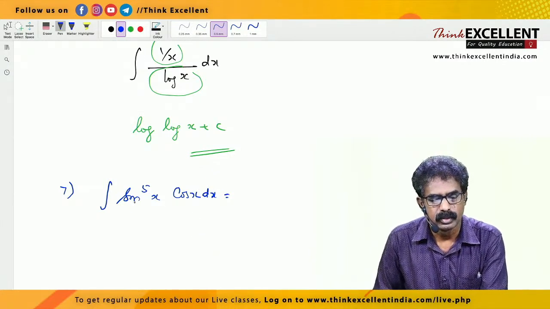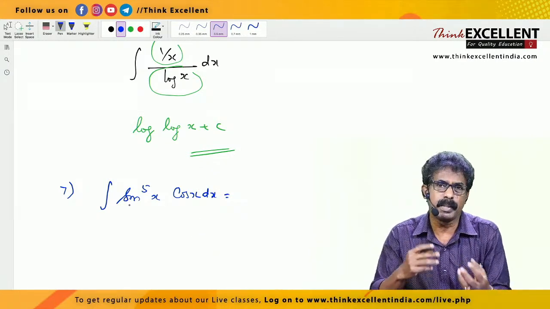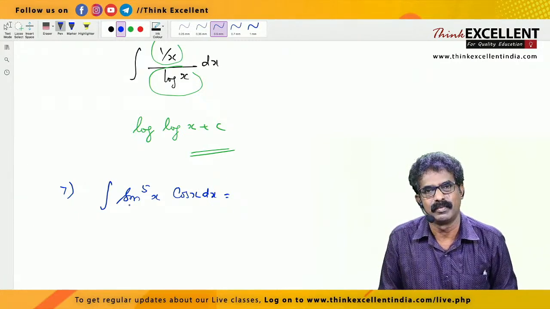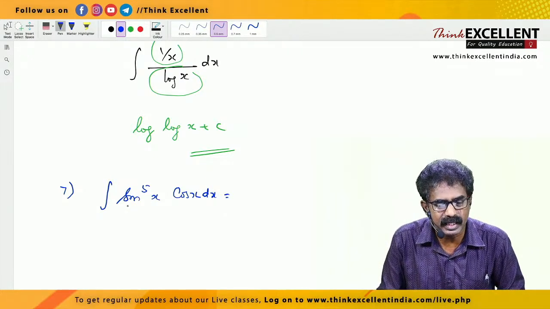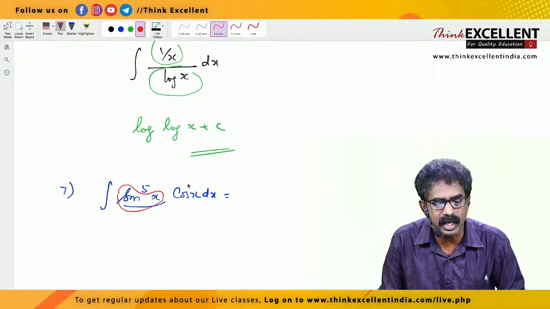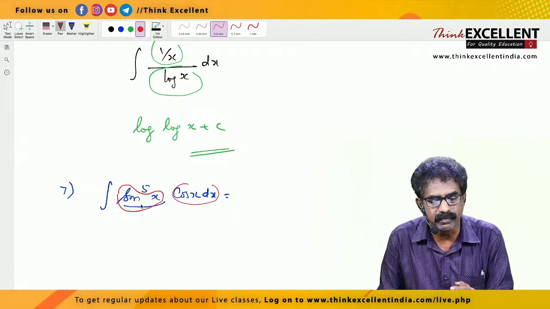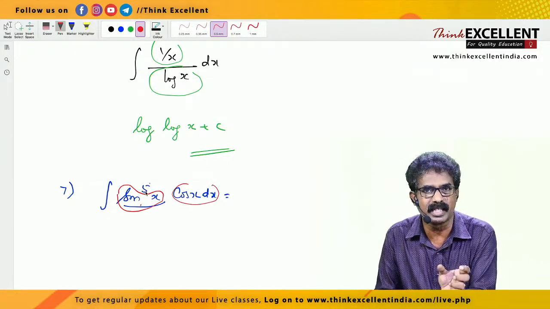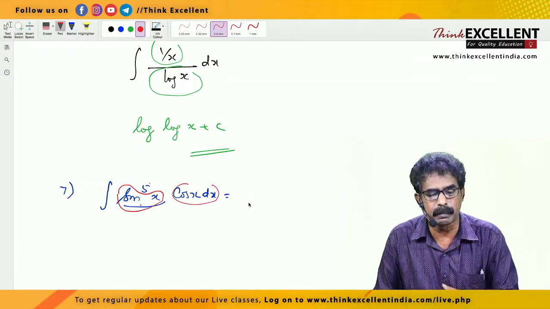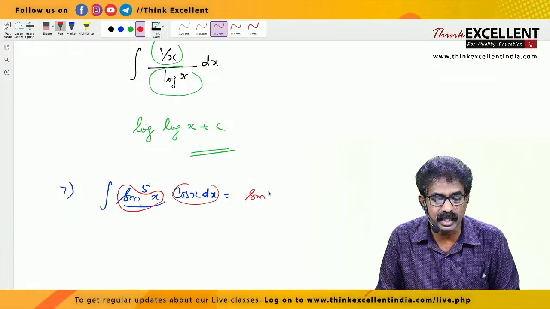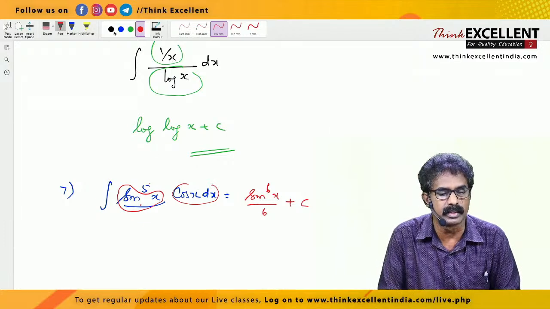Yes, correct. Because the power is 5, when the power is some big number, you should always think: f of x raised to n into f dash இருக்கான்னு செக் பண்ணுங்க. So if I take fx as sin x, ஓட derivative cos x, it is there, right? அப்போ f of x raised to n. So what is fx here? Sin x, right? அப்போ answer fx raised to n plus 1 by n plus 1. So your answer is sin raised to 6 x by 6 plus c. Good, that's the correct answer.